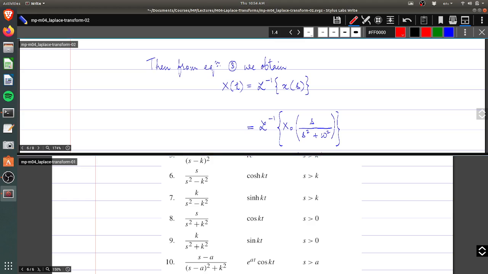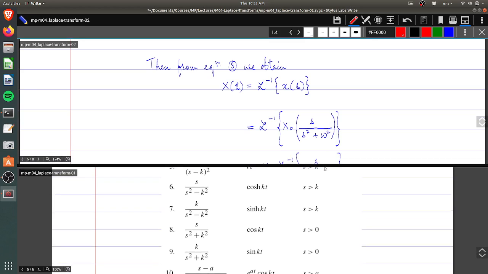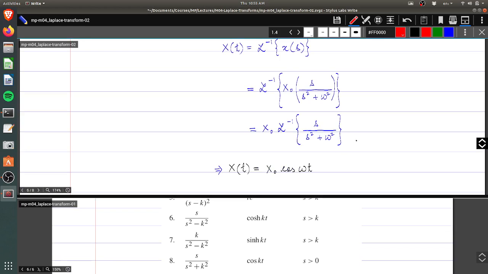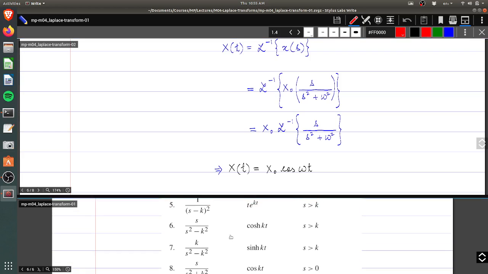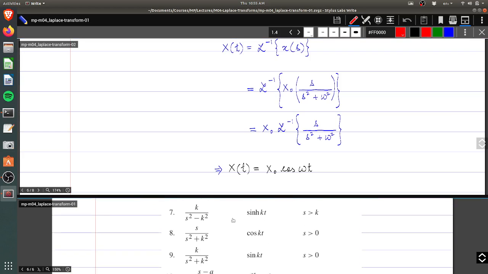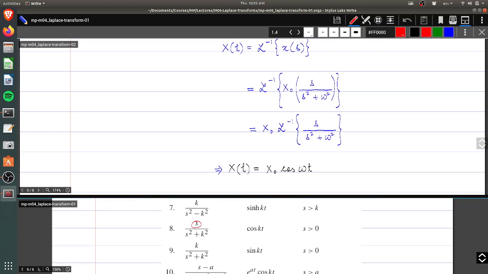From the table of transforms, we just have to look for an expression which looks like this: s divided by s square plus some constant. So let's look for this. Here it is. So s divided by s square plus some constant. K is a constant here. It just happens that this k, instead of k, we just replace it with omega.